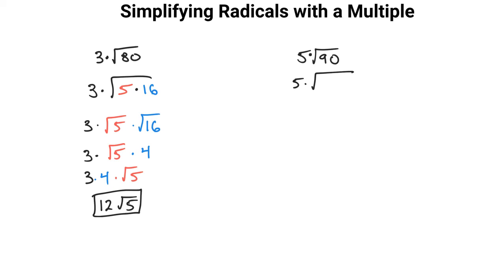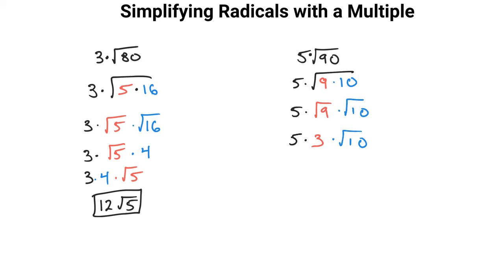Same goes for the second example. 5 times the square root of 90, which is 9 times 10. And since it's multiplication inside your square root, you can write that as the square root of 9 times then the square root of 10 separately. And you just simplify each radical. Square root of 9 is 3, but the square root of 10, you cannot simplify that anymore.